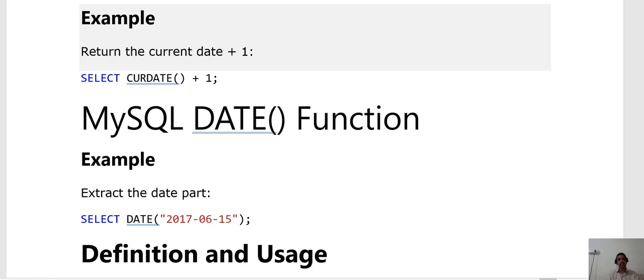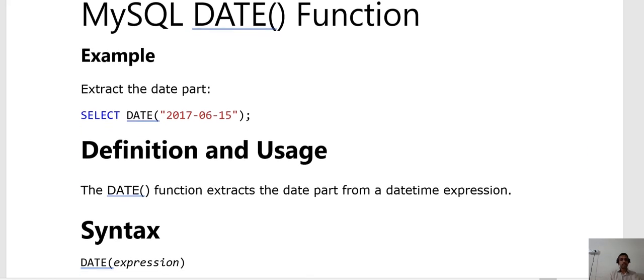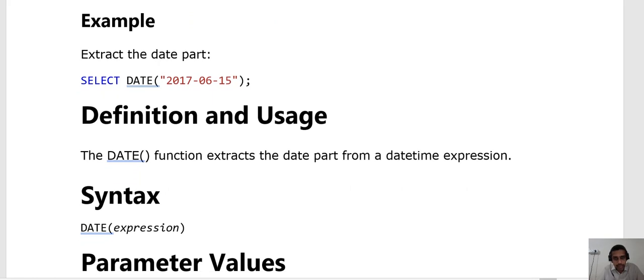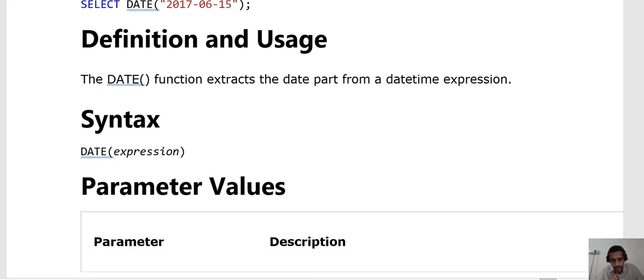Now the next function is called the DATE function. What does the DATE function do over here? It extracts the date part, that is SELECT DATE from that value, and the definition and usage is given. The DATE function extracts the date part from a datetime expression. So whatever the datetime format is, the expression will be used, and based on that we can fetch the values. In simple words, whatever the date is in the datetime format, from there it will fetch the date value only.